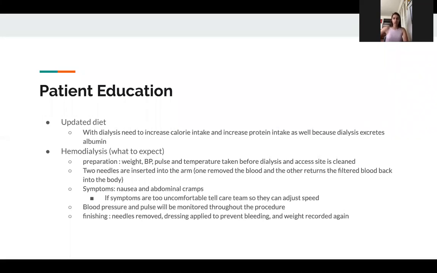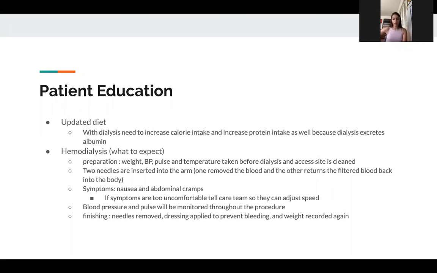So with preparation, we would tell him that he would need to get daily weights and a weight right before. His blood pressure would be checked, pulse and temperature taken, and then his access site would be cleaned. Then 2 needles are inserted into the arm, one removes the blood, and the other returns the filtered blood back into the body.